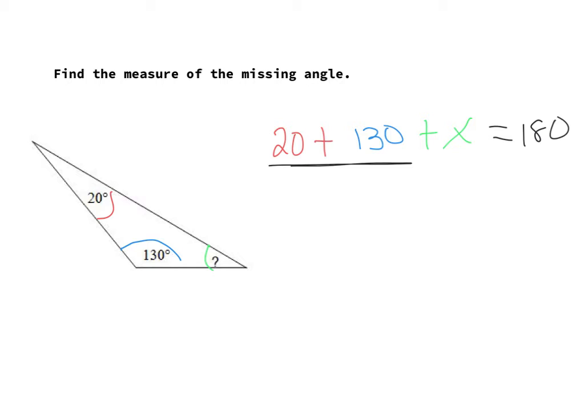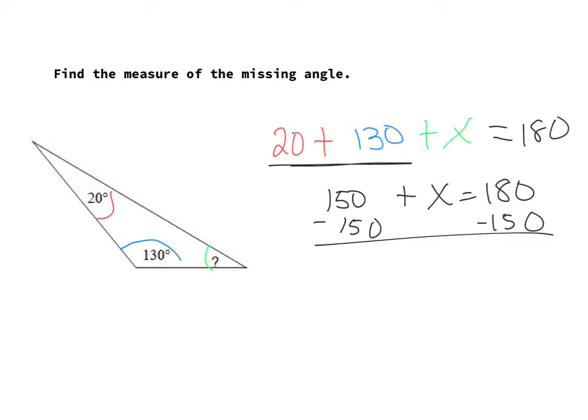Now I'm going to combine like terms. 20 plus 130 is 150. Bring down the X, bring down the 180, and solve for X. When I solve, I get X is equal to 30 degrees. So this missing angle has to be 30 degrees because all three angles add up to 180.